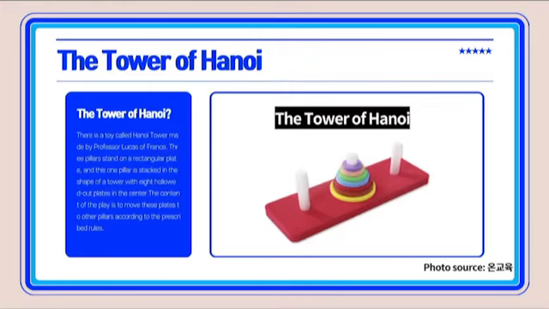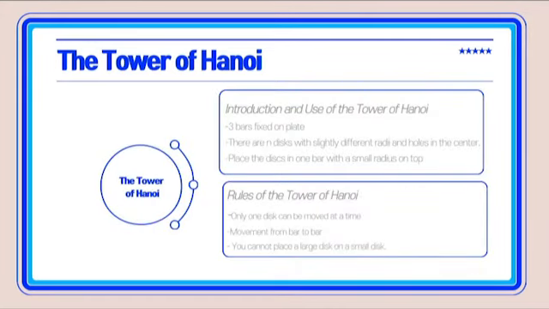The Tower of Hanoi is a toy made by Professor Lucas of France. 3 pillars stand on a rectangular plate, and this one pillar is stacked in the shape of a tower with 8 hollowed-out plates in the center. The content of the play is to move these plates to other pillars according to the prescribed rules. To organize, 3 bars are fixed on a plate, and there are n number of discs with slightly different radii and holes in the center, and you need to place the discs in one bar with a small radius on top.